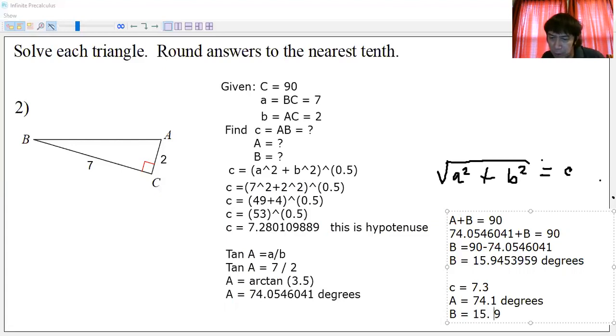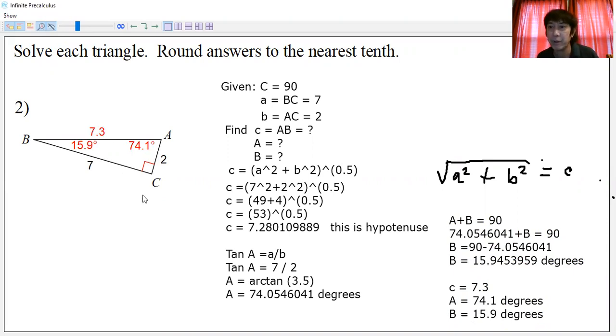15.9 degrees, very close to 16. All right, let's verify the answer and check it out. So we have here 7.3, the hypotenuse C. We have 74.1 degrees and 15.9. Exactly what we have on the board. All right, so this will be the way to determine unknowns in a right triangle.